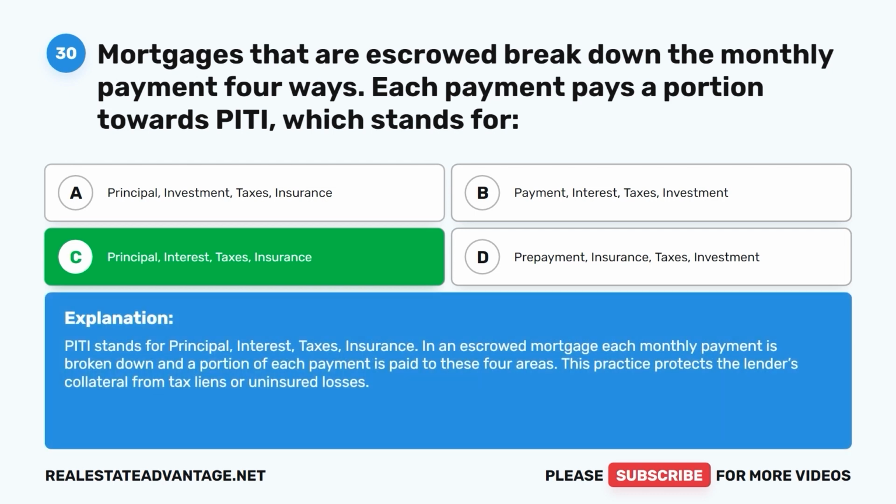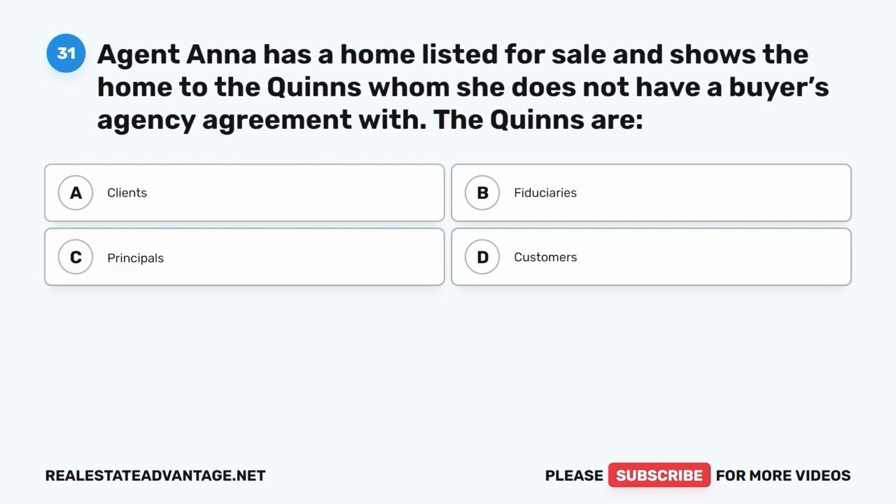PITI stands for Principal, Interest, Taxes, Insurance. In an escrowed mortgage, each monthly payment is broken down and a portion of each payment is paid to these four areas. This practice protects the lender's collateral from tax liens or uninsured losses. Question 31. Agent Anna has a home listed for sale and shows the home to the Quinns, whom she does not have a buyer's agency agreement with. The Quinns are A. Clients, B. Fiduciaries, C. Principals, D. Customers.